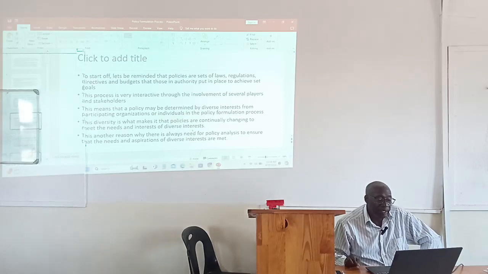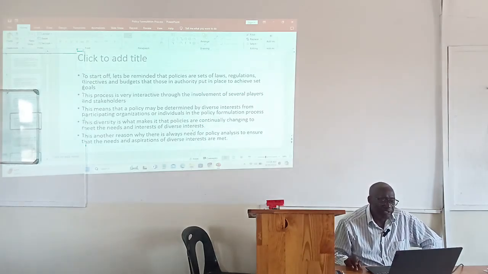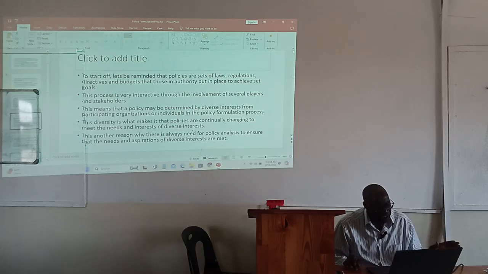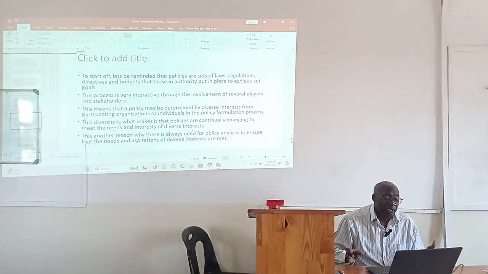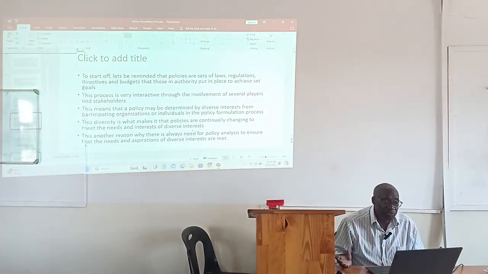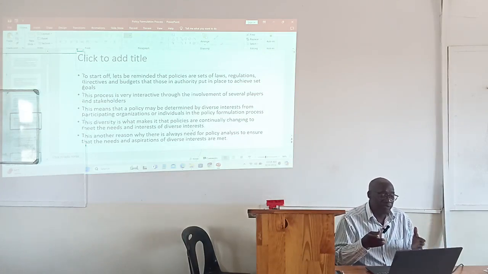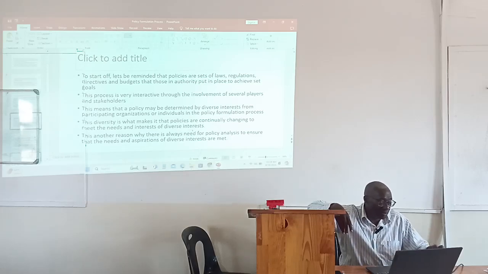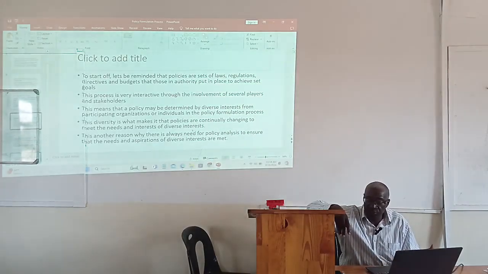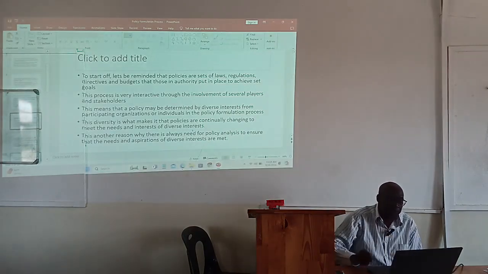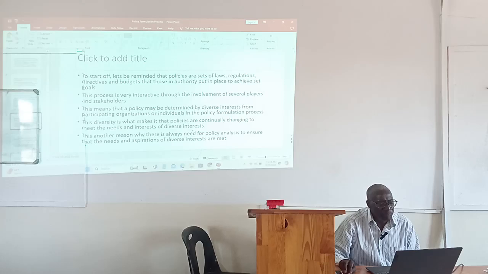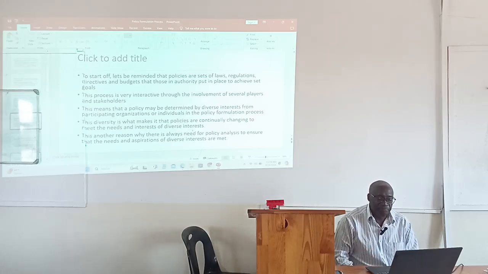Now, here, as I mentioned earlier, it's an interactive process where it involves several players and also the government and government organizations, stakeholders, and several others. Could be donors. Donors too become stakeholders because for them to fund the process of policy formulation, it means there's something that they intend to achieve by having that policy formulated and also that policy implemented.